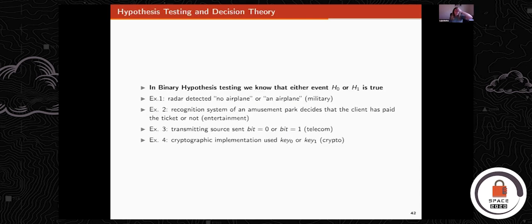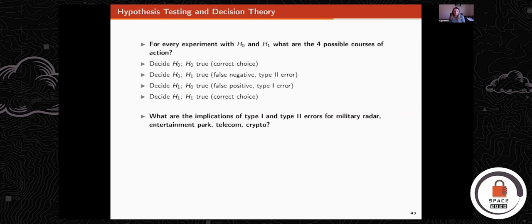So how do we relate this to templates? We have something known as binary hypothesis testing, where we know that one of the two is true. If you think about the crypto use case, this is quite commonly the case: you want to see whether a target bit is zero or one. But I want to explain it first with respect to other, known applications. We can have radar detection, to see whether it's plane or no plane, that's a military application. In an amusement park, you can decide based on this hypothesis testing whether the ticket was paid or not. With transmitting data, we saw bit zero or one, and with crypto it can be key zero or key one.